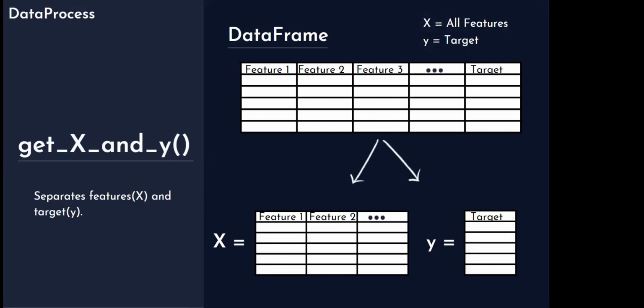Another is get x and y. In a data frame, we will split the total data set into x and y. So y is the target variable, where we have programmed the last column as the target variable, and we separate it into the y variable and the other features as the x variable. Yeah, that's what the data processing is.